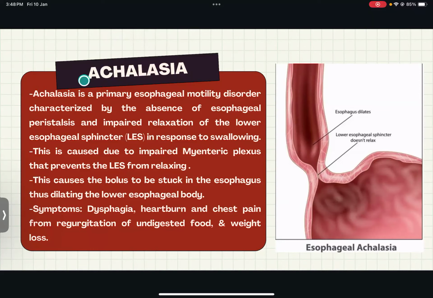And what happens to the lower esophageal sphincter is the exact opposite, because we said that there is no peristalsis here, so there is decreased pressure. However, in the lower esophageal sphincter, there is increased pressure. That's because the lower esophageal sphincter fails to relax. It's just contracting and contracting and contracting, so there is more pressure induced.